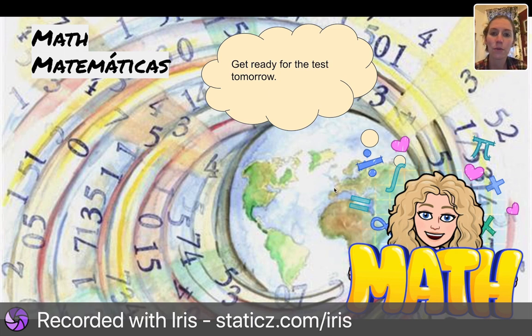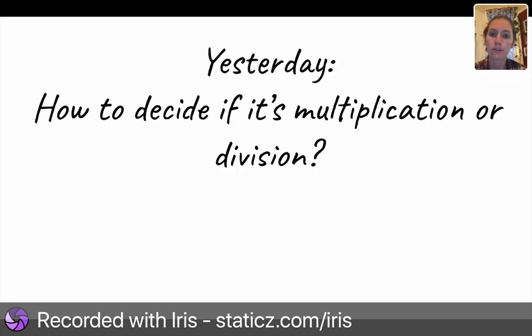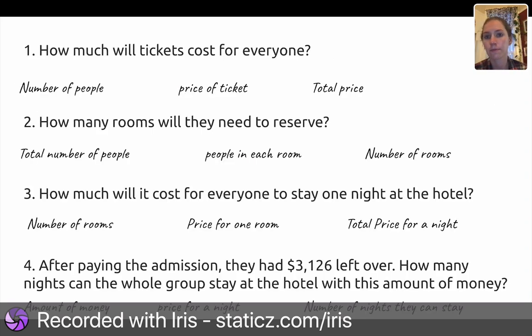Everybody. Today we're going to get ready because tomorrow we have a test. So here's the problem that we are working on. It's the same one as yesterday. Yesterday, we talked about how to decide if a problem is multiplication or division.